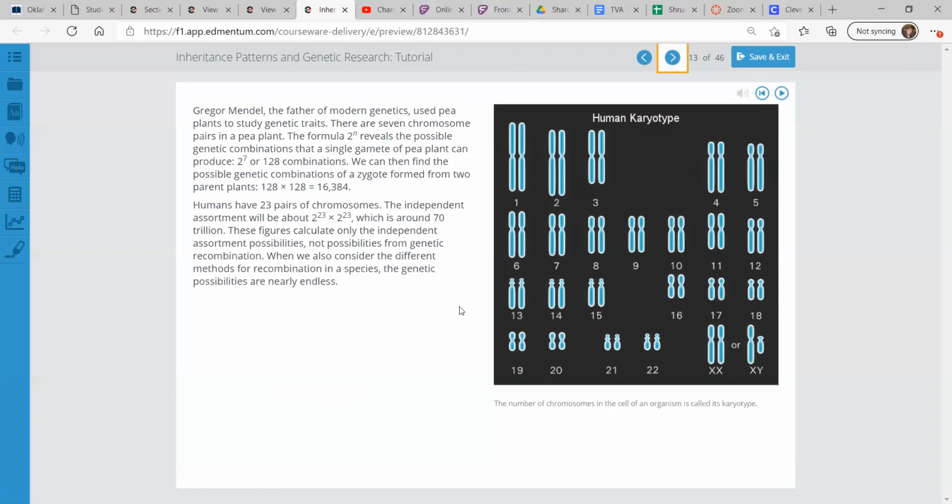These figures calculate only the independent assortment possibilities, not possibilities from genetic recombination. When you also consider the different methods for recombination in a species, the genetic possibilities are nearly endless. And the number of chromosomes in the cell of an organism is called its karyotype, the human karyotype.